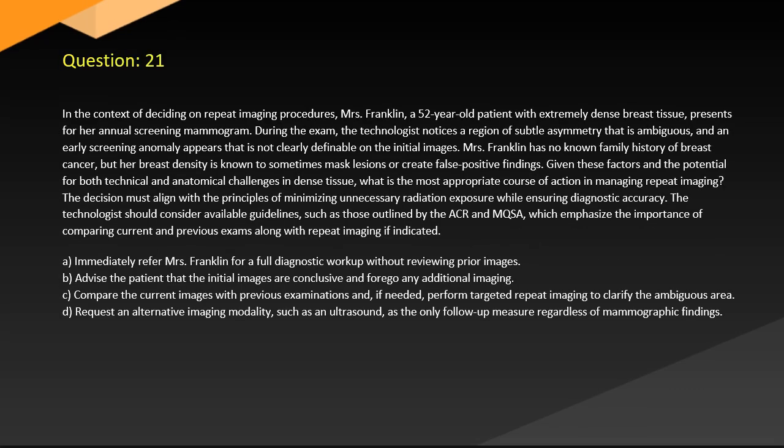Question 21. In the context of deciding on repeat imaging procedures, Mrs. Franklin, a 52-year-old patient with extremely dense breast tissue, presents for her annual screening mammogram. During the exam, the technologist notices a region of subtle asymmetry that is ambiguous, and an early screening anomaly appears that is not clearly definable on the initial images. Mrs. Franklin has no known family history of breast cancer, but her breast density is known to sometimes mask lesions or create false positive findings.